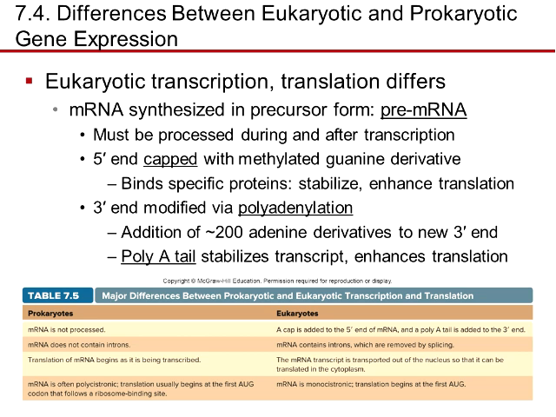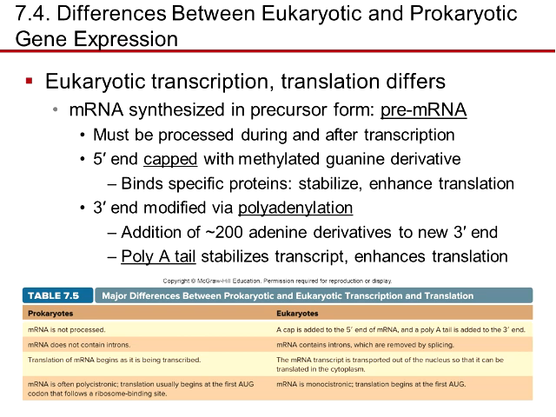The 3' end is modified via polyadenylation, if you will, which is the addition of about 200 adenine derivatives to the new 3' end, and the poly A tail stabilizes the transcript and enhances translation. It's just a different way of establishing the start and the stop.